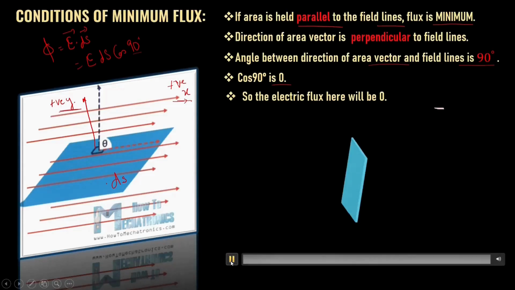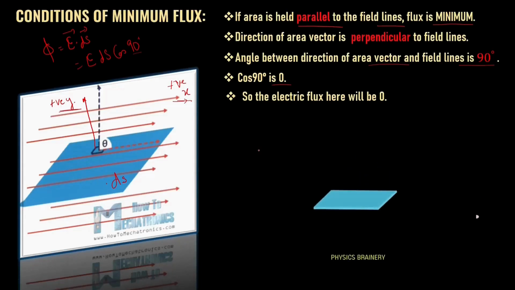You can visualize the situation here. See, if the area is held along the x-axis, field lines are also along the x-axis. So field lines are just passing over the surface, they are not crossing the surface, and area vector is held perpendicular to this. So in that situation, angle between area vector and the field lines is 90 degree. So again the flux associated will become 0.